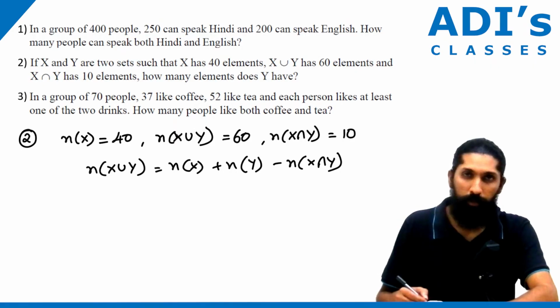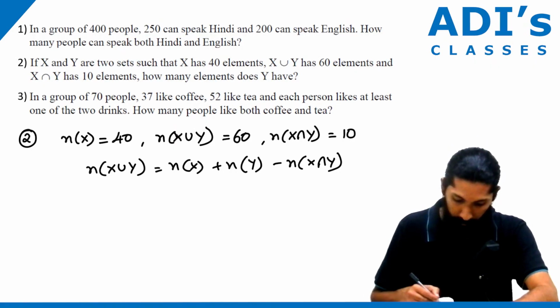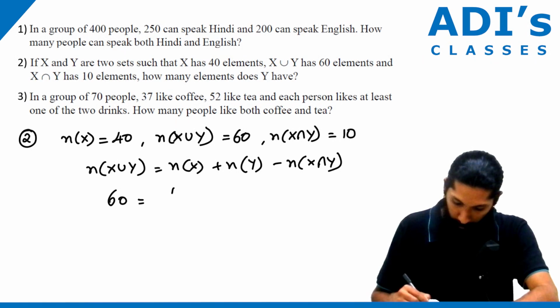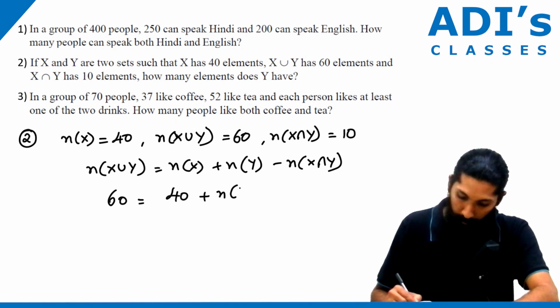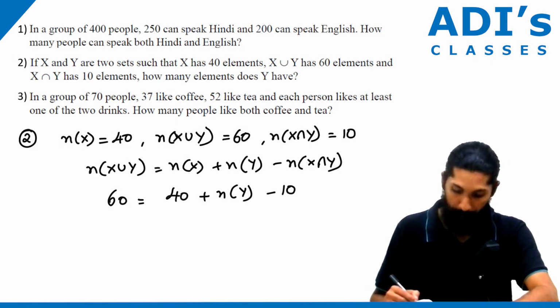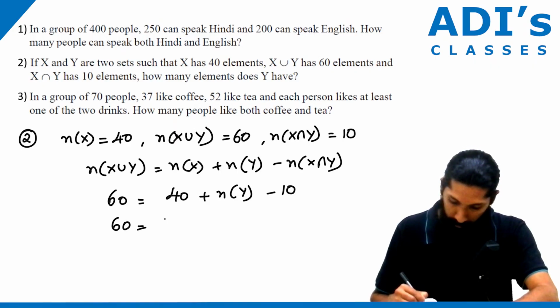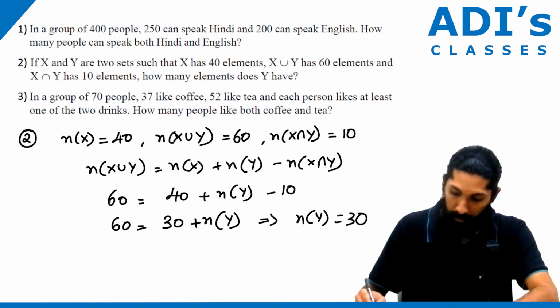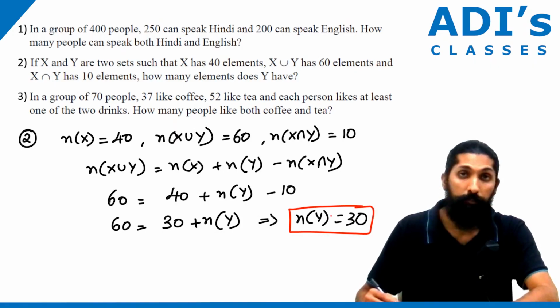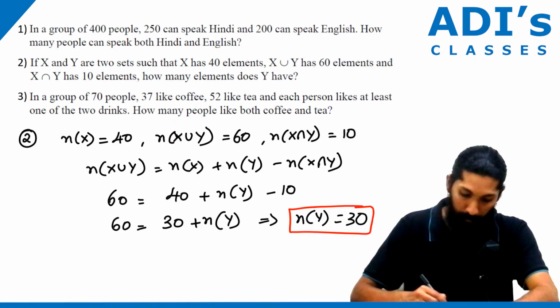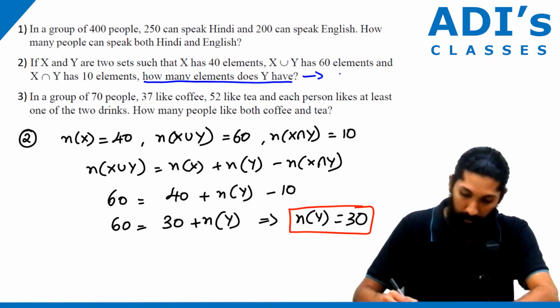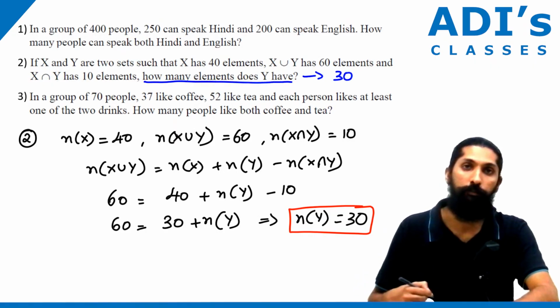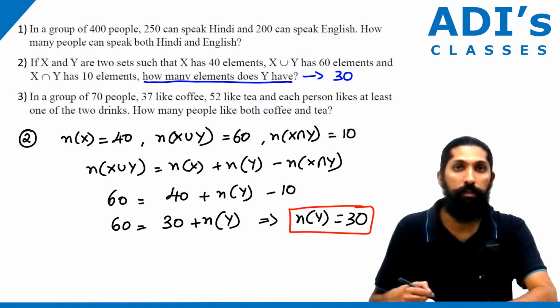I'm not going to keep n of y that side. Let's keep it as it is. So 60 is equal to 40 plus n of y minus 10. So 60 is equal to 30 plus n of y. So what do you get now? N of y is equal to 60 minus 30, which is equal to 30. So answer is 30. So we can write how many elements does y have? 30 elements. That's nothing but n of y. Fair enough. This is the answer for the second one.